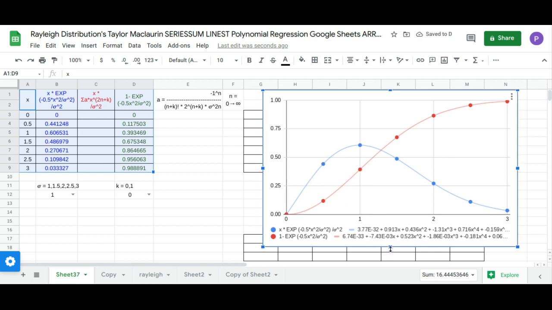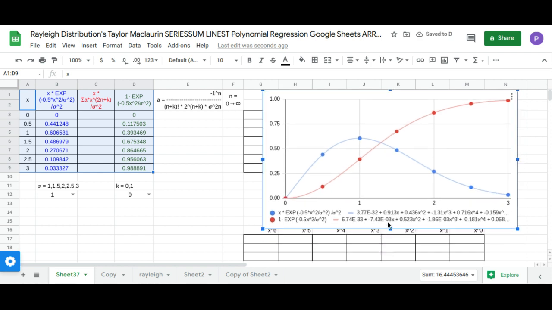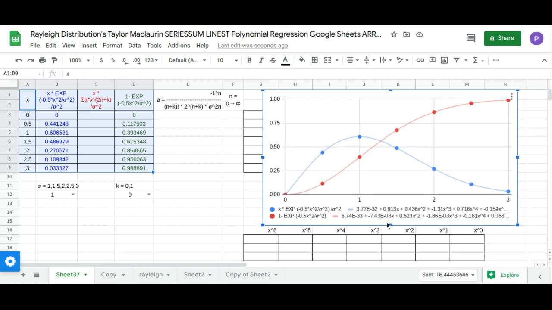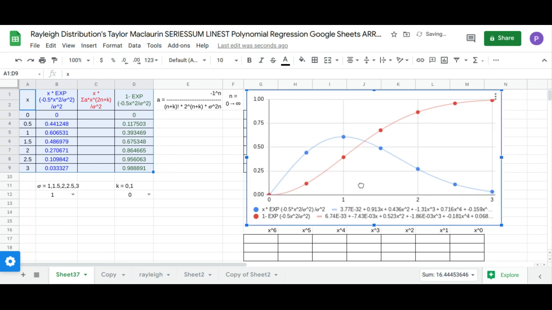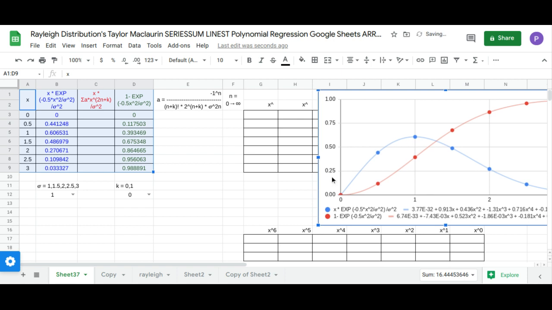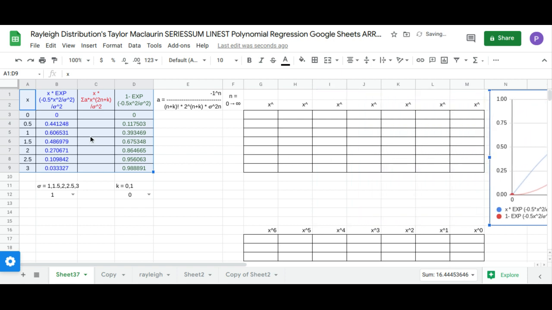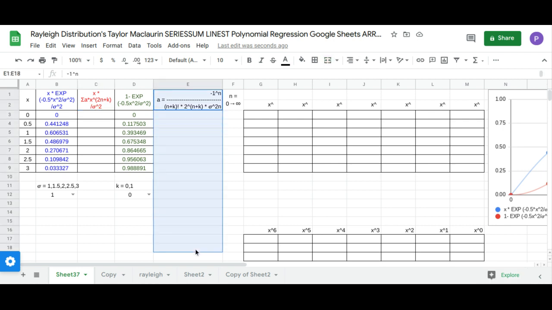Continue with the polynomial regression coefficient later. Then the series sum, the Taylor-Maclaurin series sum, which is equal to x times the summation of a times x to the power 2n plus k over sigma squared, where a is this coefficient and n starts from 0 up to infinity. In this case, 16 is good enough.